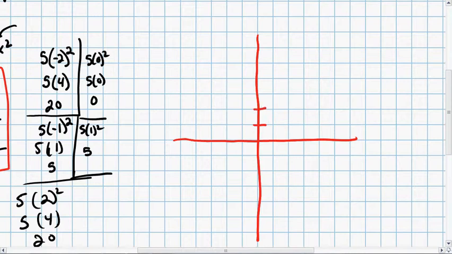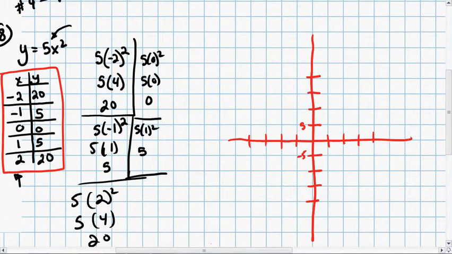So 5, 10, 15, 20. Going up by 5s, and then negative 5, 10, 15, negative 20. 5, 10, 15, 20, 5, 10, 15, negative 15, negative 20 on either side. All right, let's plot those points.